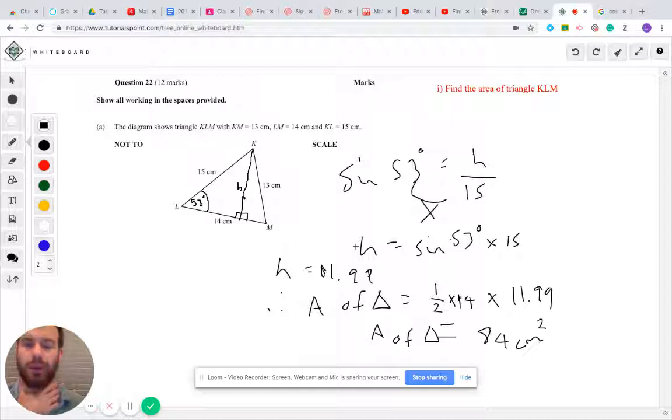Now, a secondary question that I could be asked from something like this is to go and calculate what the angle LKM is. That'd be a good question that you could go and do as a secondary, just to check your trig ratio knowledge as well. Very good. Thank you.